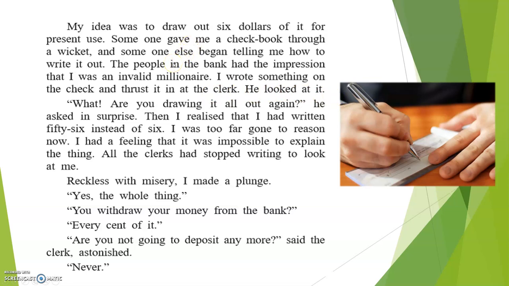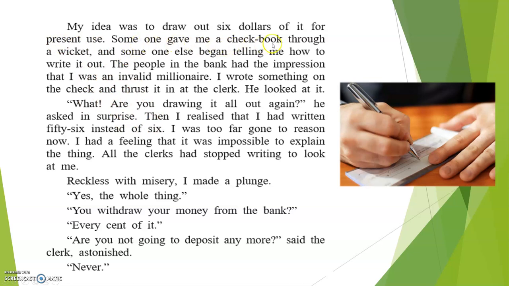Now, how much money did the author want to deposit? Yeah, it was $56. And he wanted, now why did he ask for a check? Now when do you write a check? Because you want to either deposit or you want to withdraw. So he's saying, my idea was to draw out. Draw out means he wanted to remove, okay, withdraw. How much? $6, okay, of it for present use. Now he's depositing how much? As you already know, 56. And he wants to remove now just 6 out of it, okay. For present use means for right now. He wanted to use it because he didn't have any money.